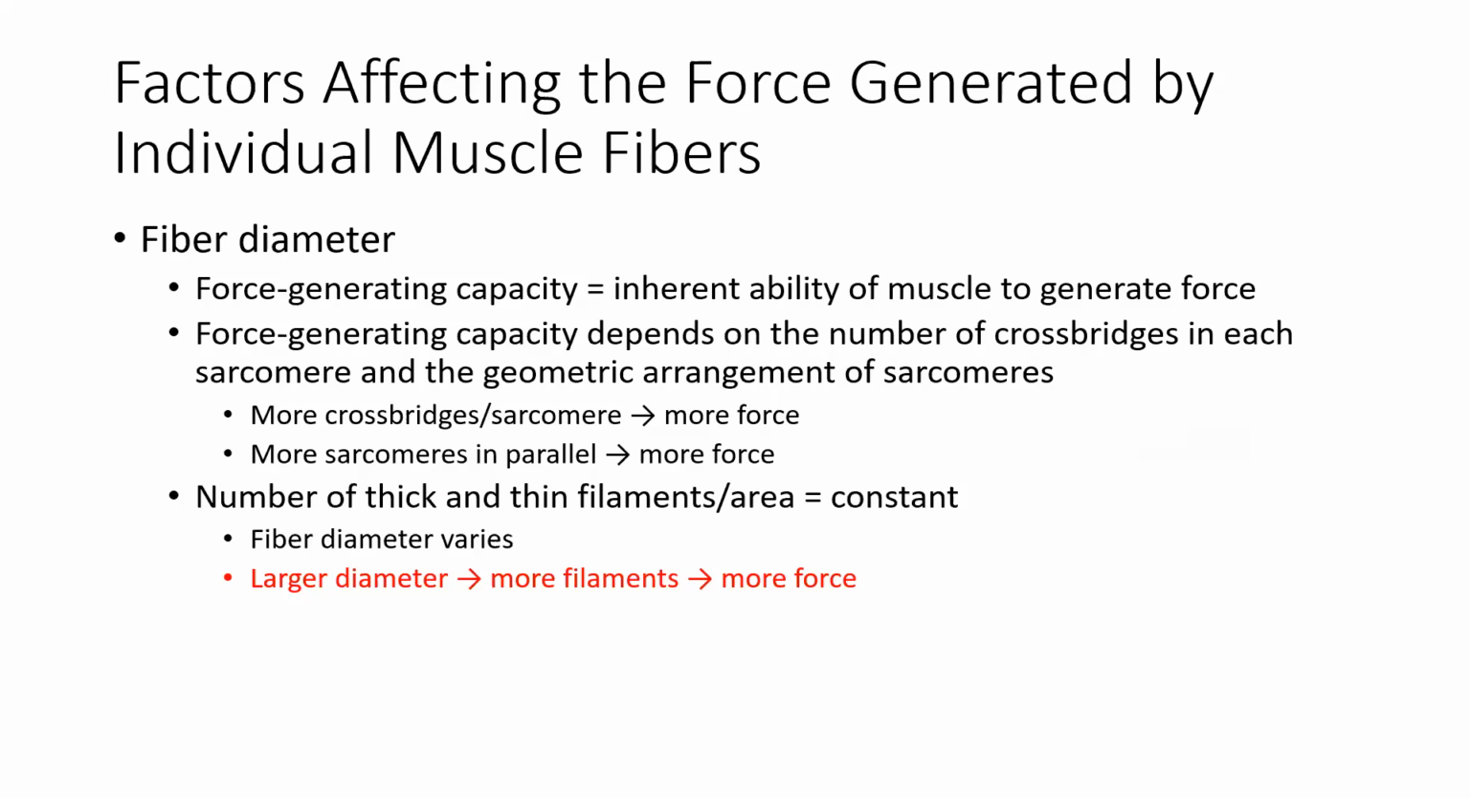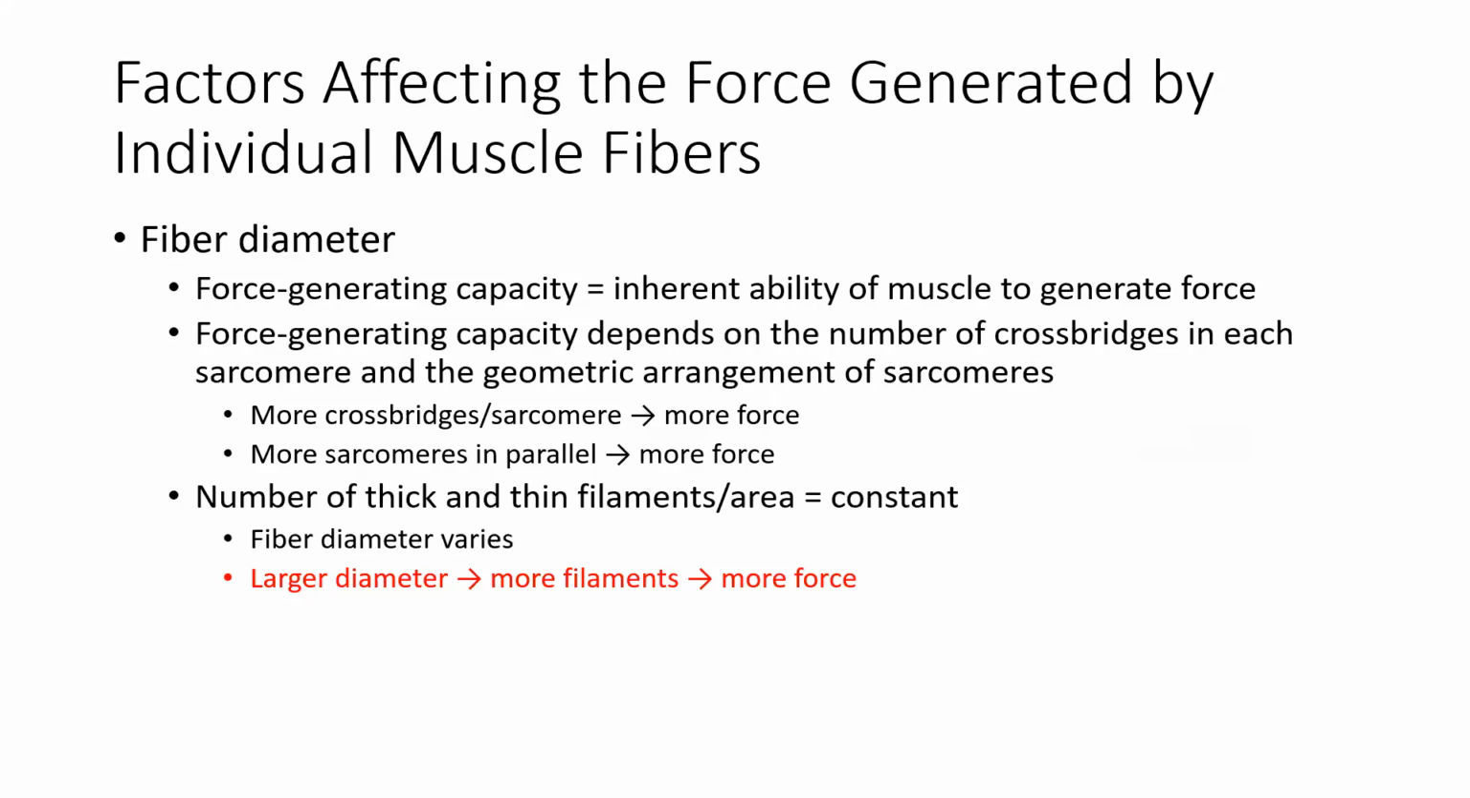So the force generating capacity of a muscle is the inherent amount of force that a muscle can generate. This is usually standard for different muscles. So for example, your gastrocnemius can generate a standard amount of force, your biceps brachii, and this will depend on how many cross bridges are in that specific sarcomere within that muscle. And again, that'll depend on the shape of the muscle, the arrangement of those sarcomeres, but we want to understand more cross bridges per sarcomere equals more force, and then more sarcomeres in parallel equal more force.